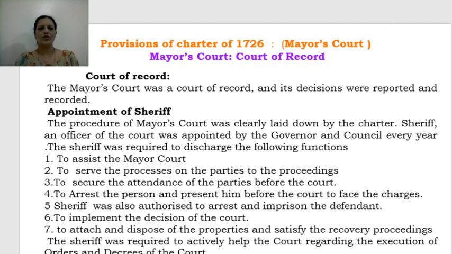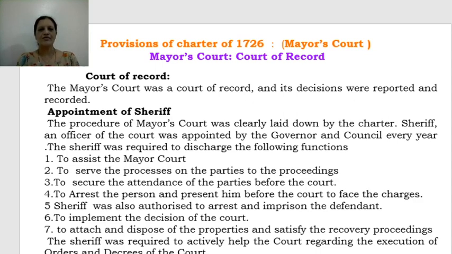The mayor's court was a court of record, and its decisions were reported and recorded. Then the next provision was the appointment of sheriff. The procedure of the mayor's court was clearly laid down by the charter. The sheriff was an officer of the court, and he was appointed by the governor and council every year.